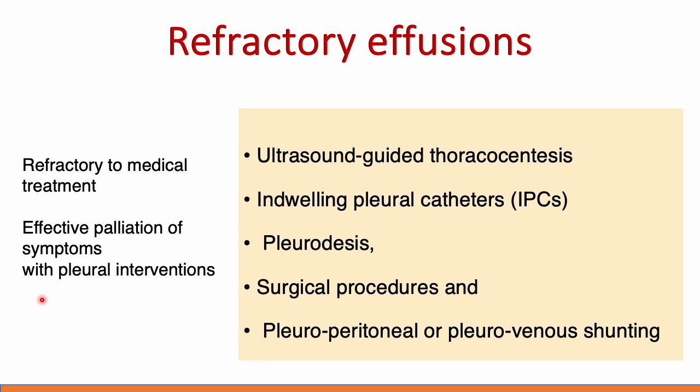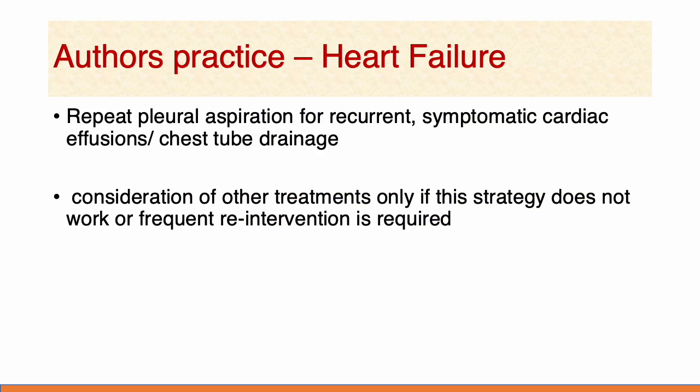The fourth option you have is a surgical procedure, a surgical pleurodesis, which can be done VATS guided also. And the last, or the most extreme of these procedures, is doing a pleuroperitoneal or a pleurovenous shunt. So let's talk about these a little in detail.